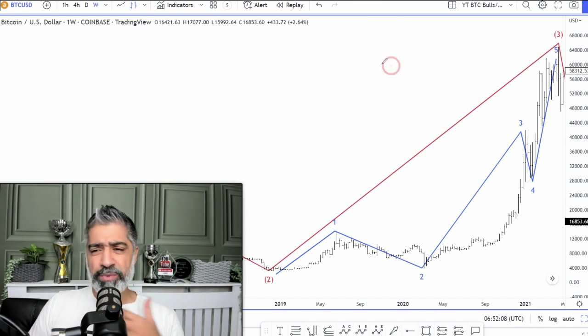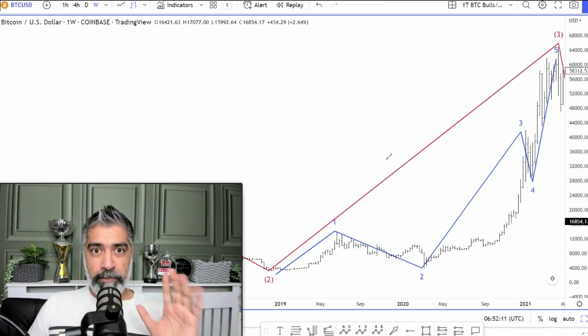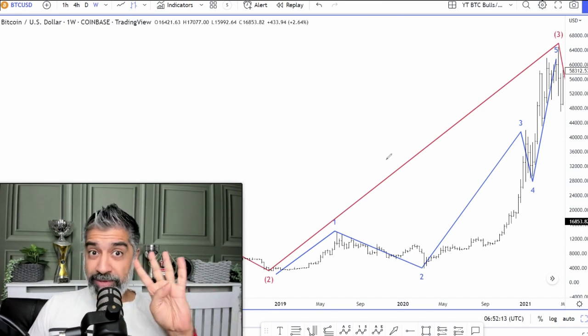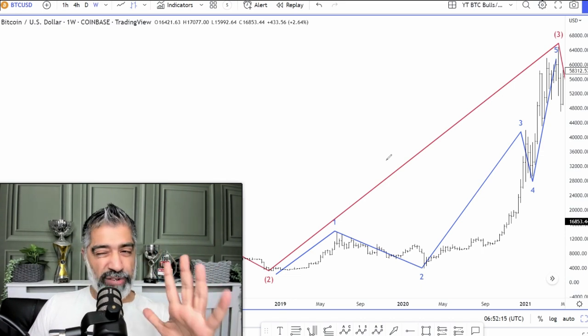So I want to show you something as well. So what we want to know is this. Most wave 4s, so we're looking at the red, right? We're looking at the red.